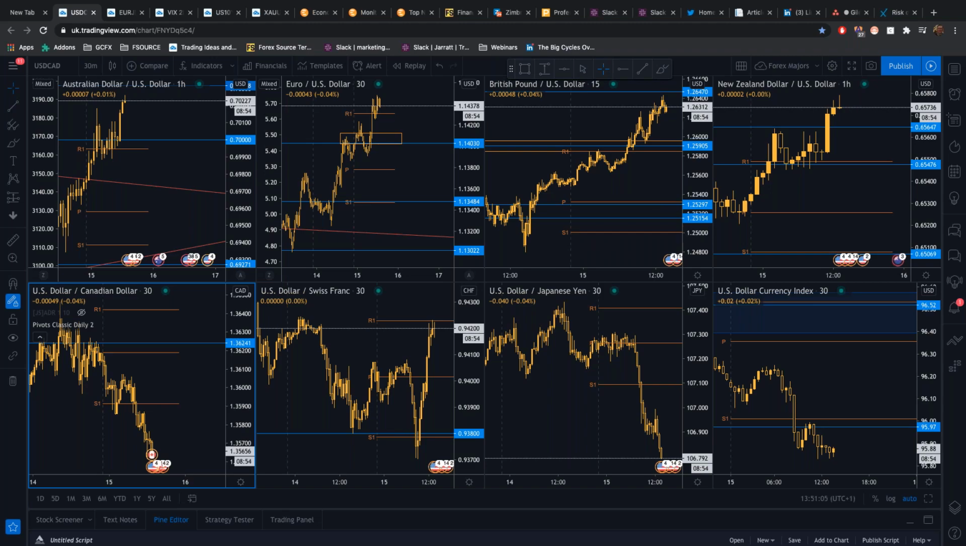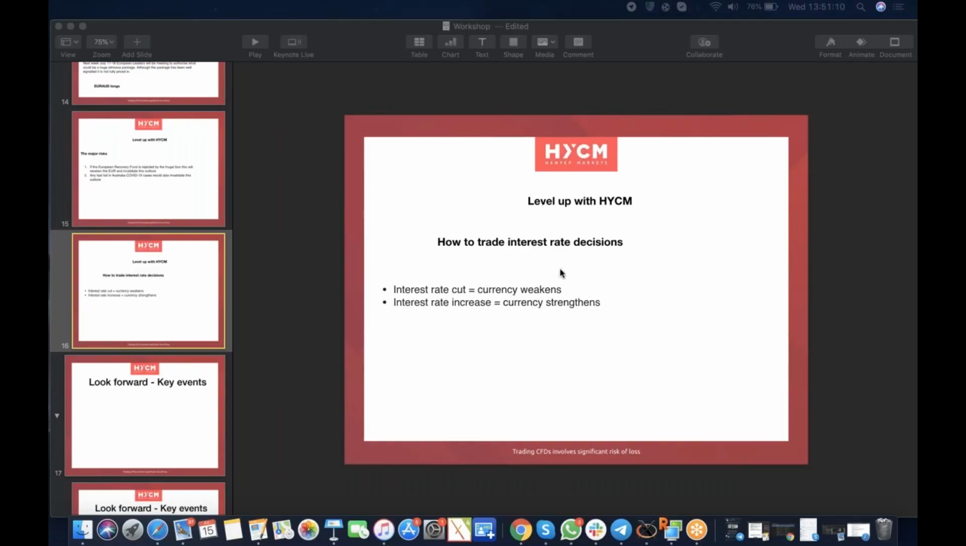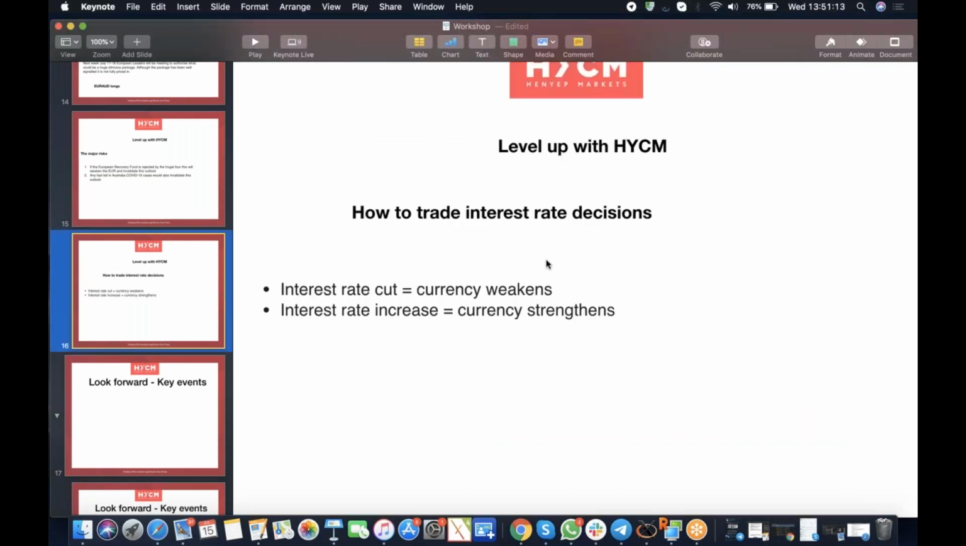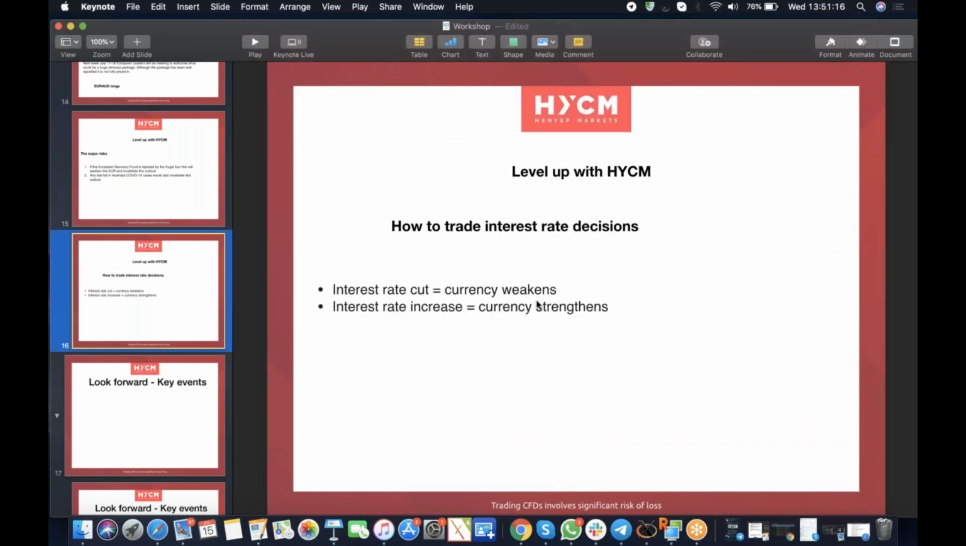I'll just now return to the main screen. And this is just a little screenshot of how to trade interest rate decisions. Got the interest rate cut equals currency weakens, interest rate increase equals currency strengthens. Now this is important.